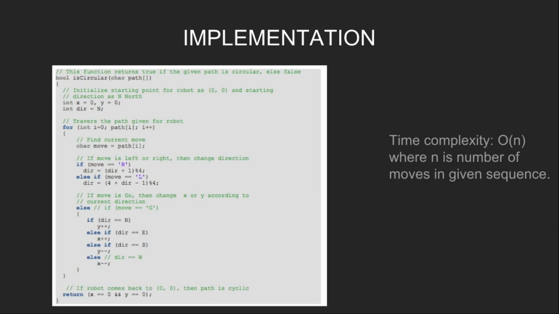Finally, if the robot comes back to 0, 0, then the path is circular. Return whether X is 0 and Y is 0. The time complexity of this solution is O(N), where N is the number of moves in the given sequence.